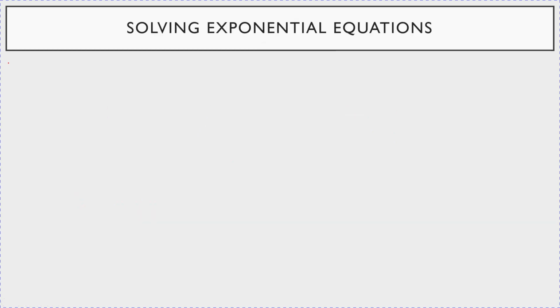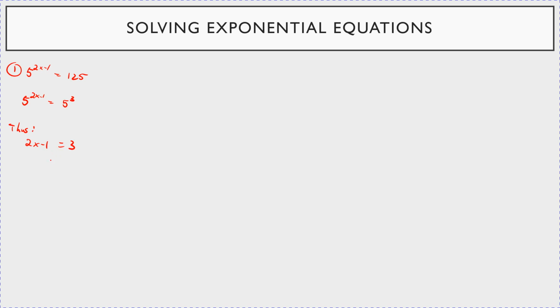Here's the first one. Let's look at 5 raised to the 2x minus 1 is equal to 125. You notice right off the bat that the bases aren't the same, but 125 is 5 cubed. So we have 5 to the 2x minus 1 is equal to 5 cubed. Look, the bases are the same. So then we must have 2x minus 1 equal to 3.